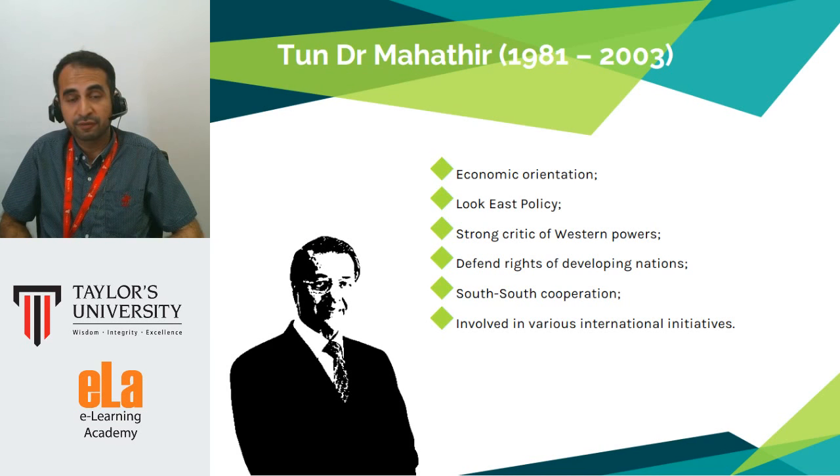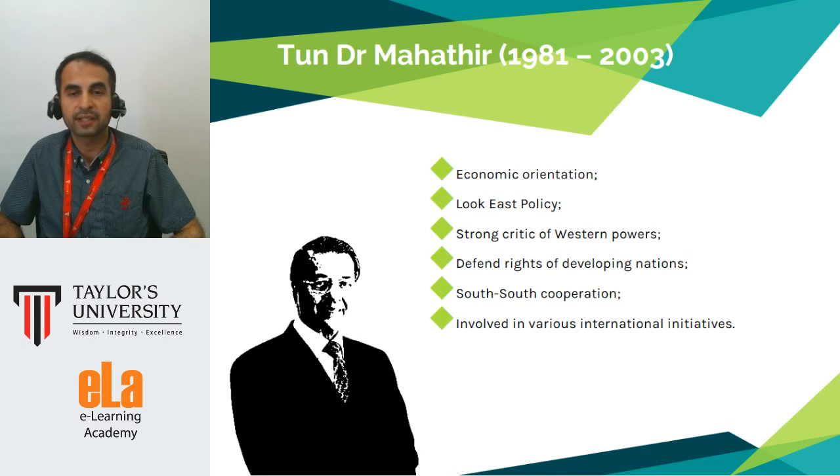Under Tun Dr. Mahathir, the fourth Malaysian Prime Minister, our foreign policy was driven by economic orientation, and this can be seen from a number of policies that were introduced by Tun Dr. Mahathir. Number one, the Look East Policy, where basically we tried to have a very good relationship with the developed Asian countries like South Korea, Taiwan, Hong Kong, and also Japan. And not only that, we tried to use these countries as our role models in developing our economy. Under his leadership, we also became very strong critics of Western powers, and we became leaders to voice out the rights of the third world countries.